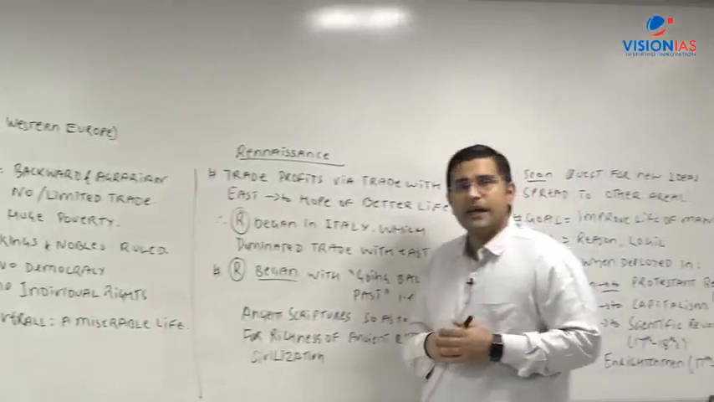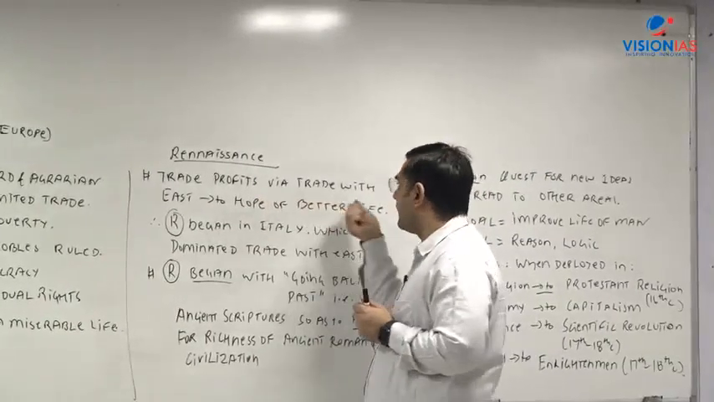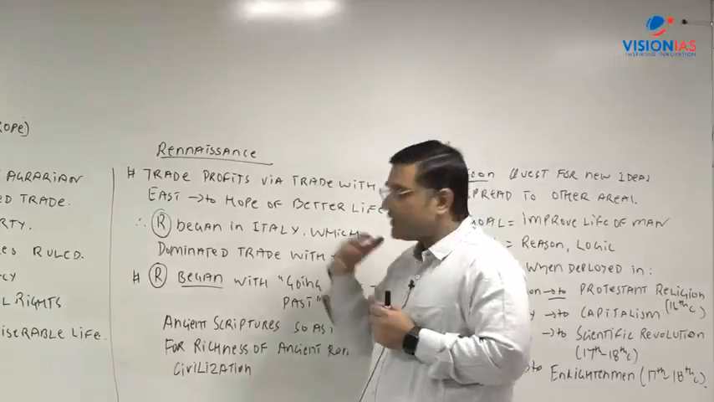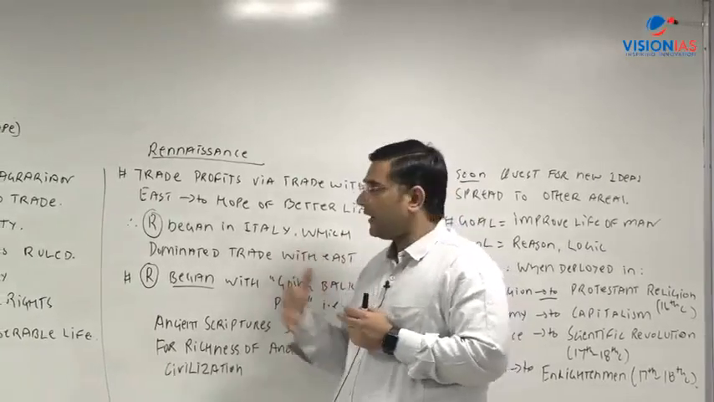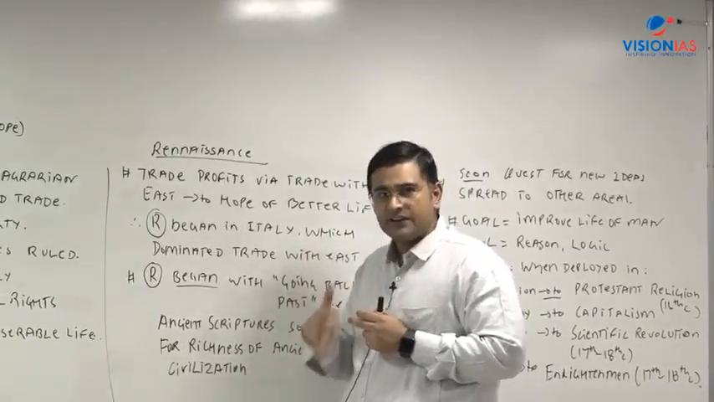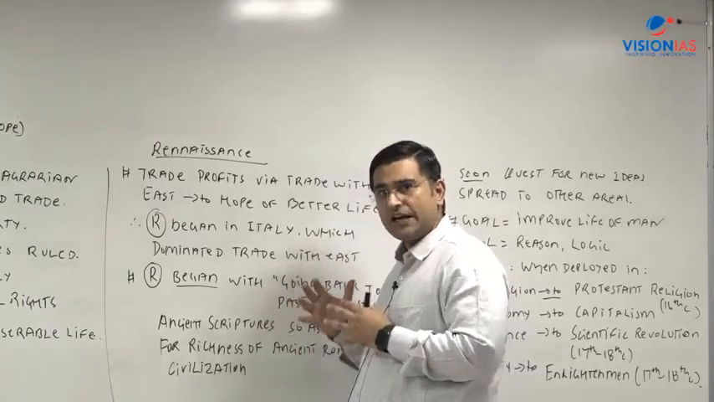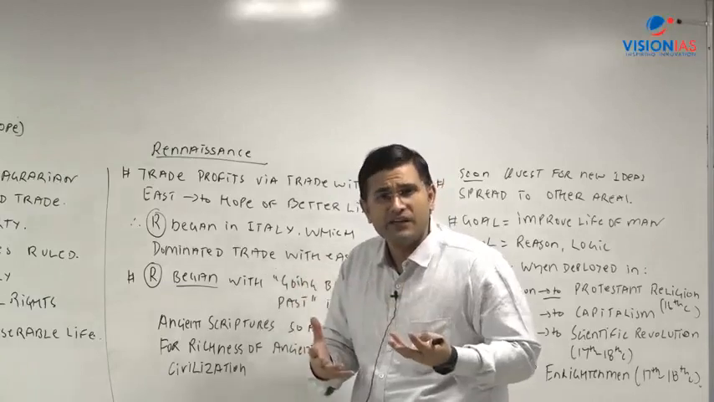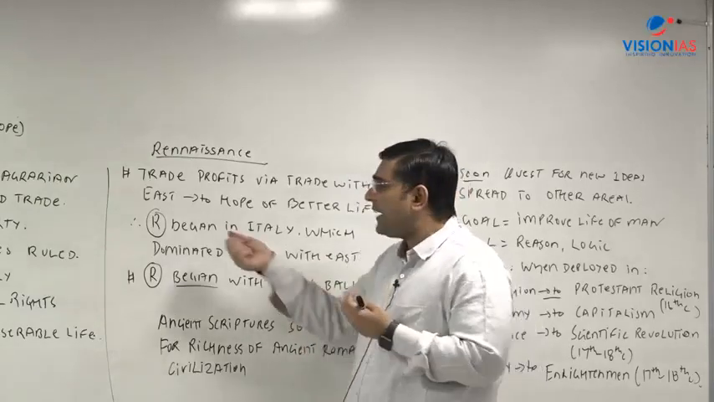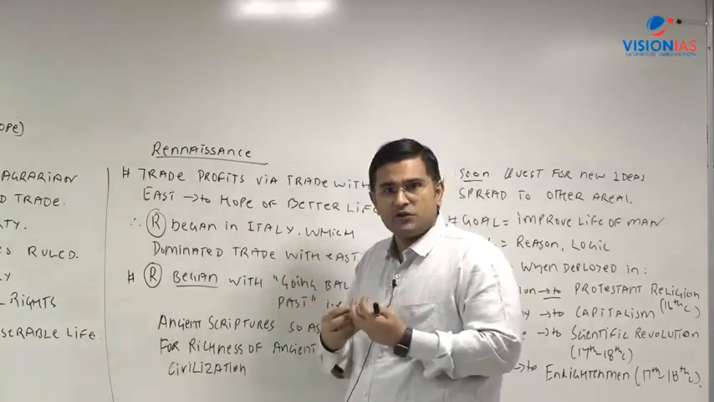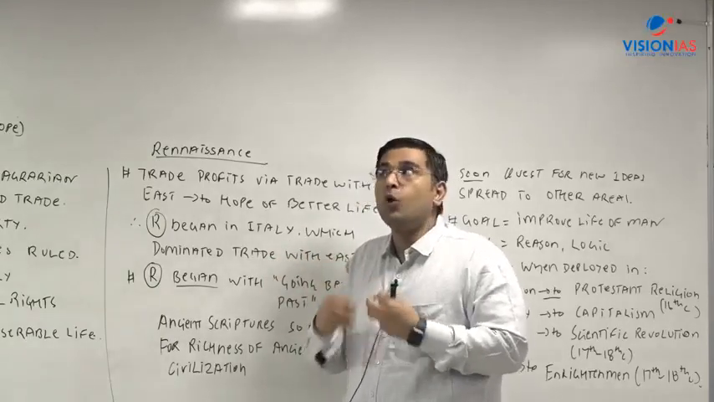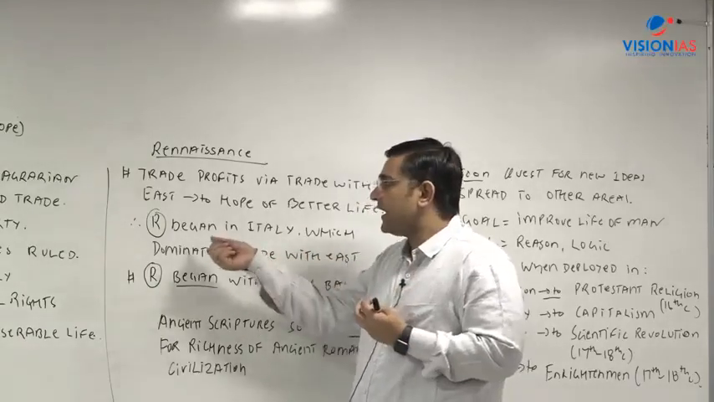How did Renaissance begin? So actually, profits via trade with the East led to hope of better life. Right? So as trade developed between Italy, Venice, Genoa, and India, China, right? And therefore the merchants there, there was a Medici family, for example, so they became rich. And when this richness came into the society of Italy, gradually a hope developed, a hope for better life. So therefore Renaissance, where did it begin?